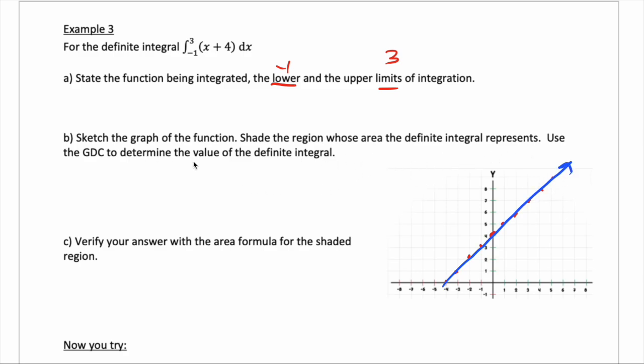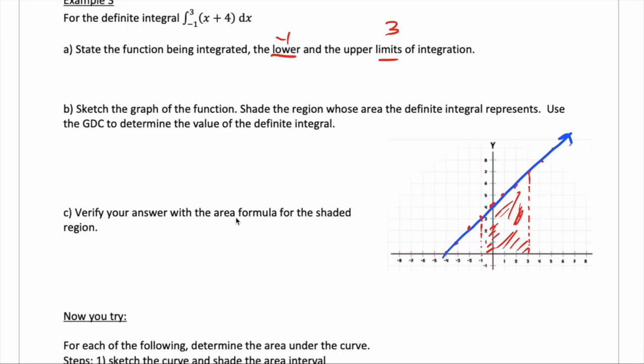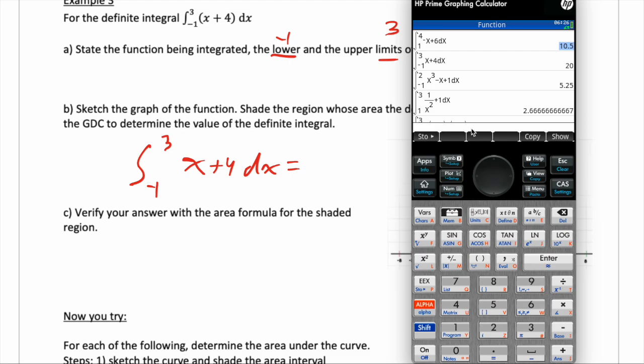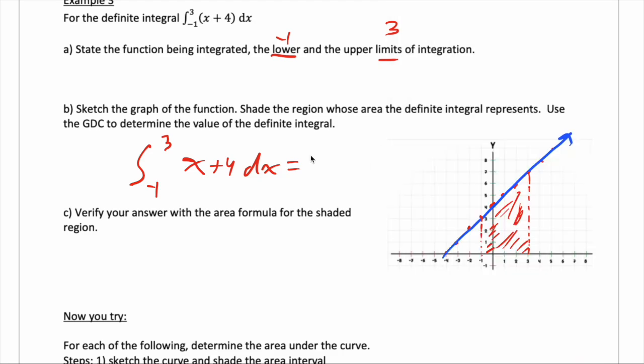Use the GDC to determine the definite integral. Shade the regions. It was negative 1 to 3, so we go from negative 1 to 3. Okay, so we're going to find the area this makes with the x-axis. So that integral is negative 1 to 3, and just type in the function and a dx at the end. And that equals, let's see, I think I have that one done as well. Here's 20.